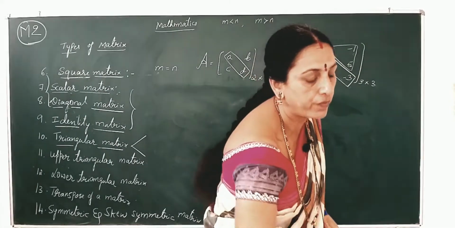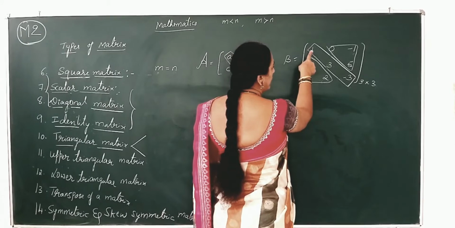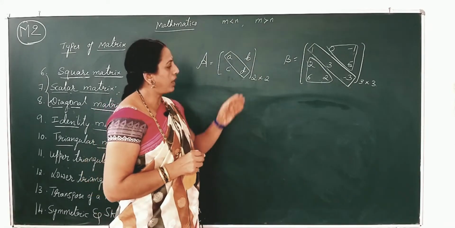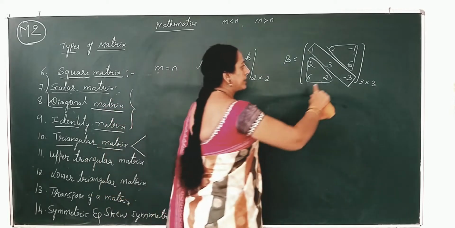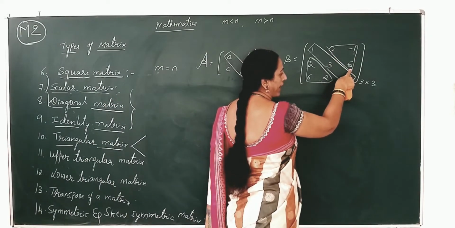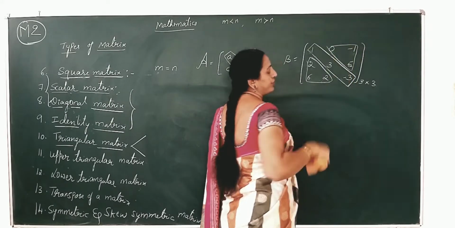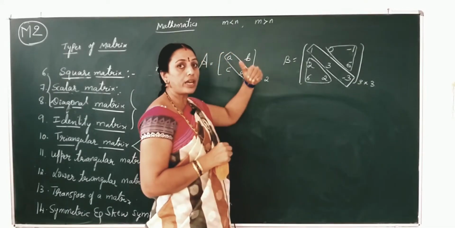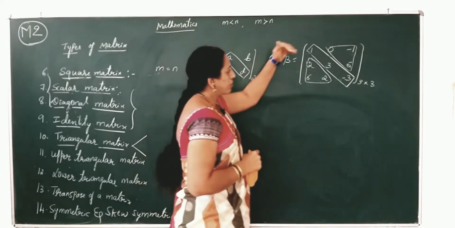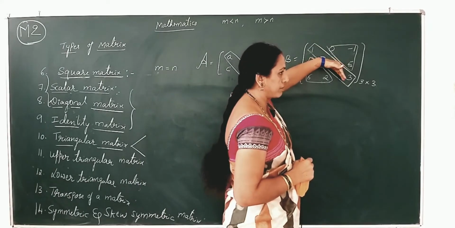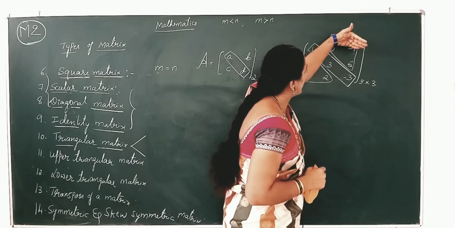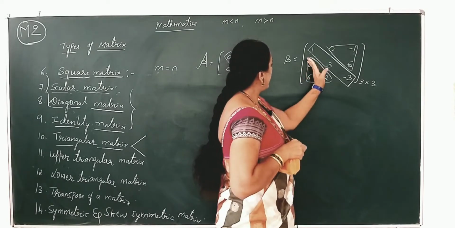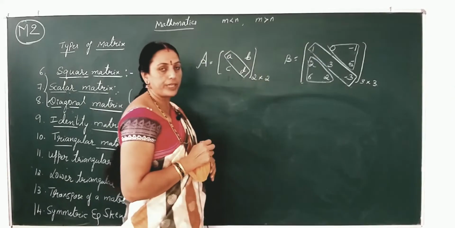Again, 1, 3, minus 3 are called the principal diagonal elements or diagonal elements. Other than these, 0, minus 1, 5 are the upper part of the diagonal elements. 2, 6, 2 are called the lower part of the diagonal elements. And these values are called the lower part of the diagonals.